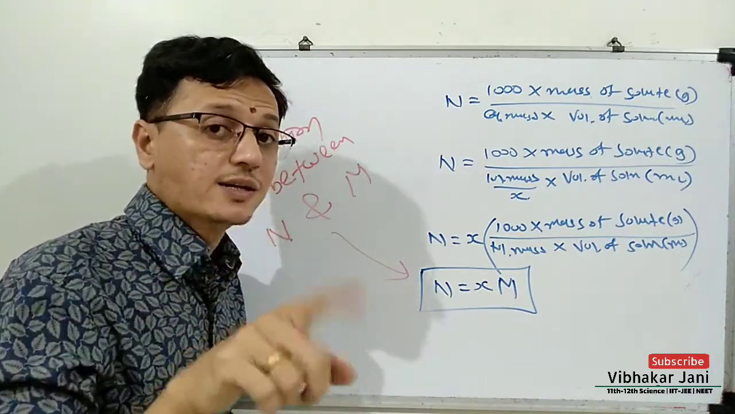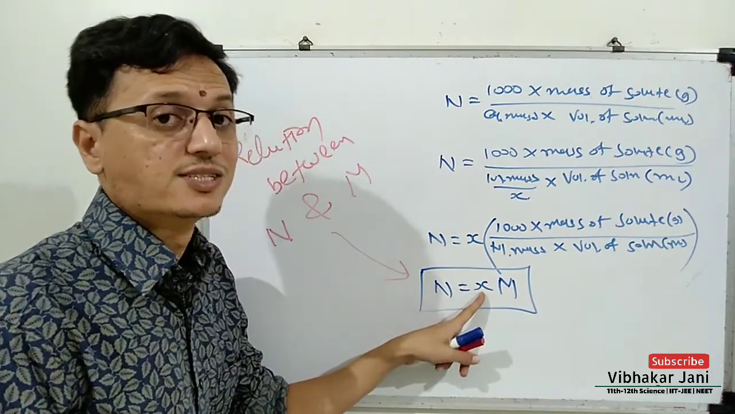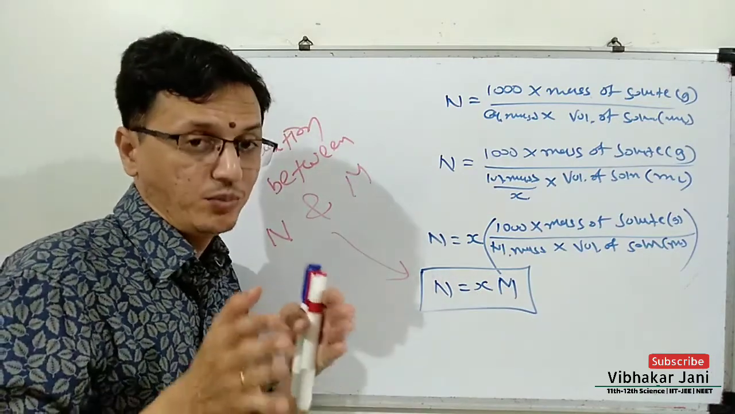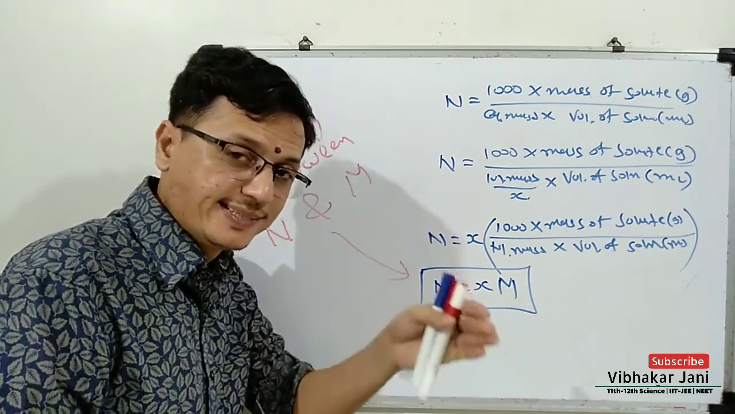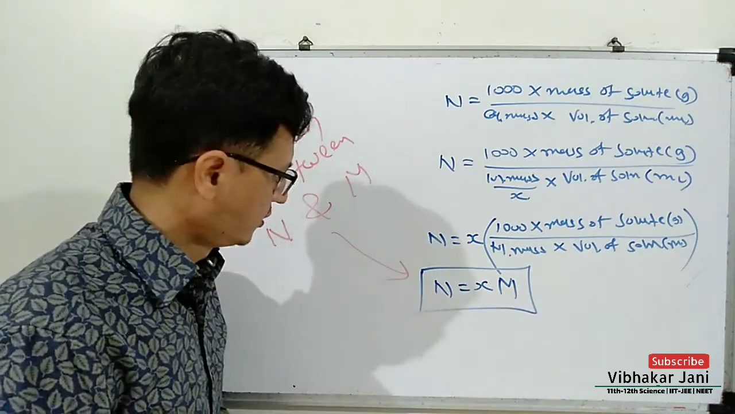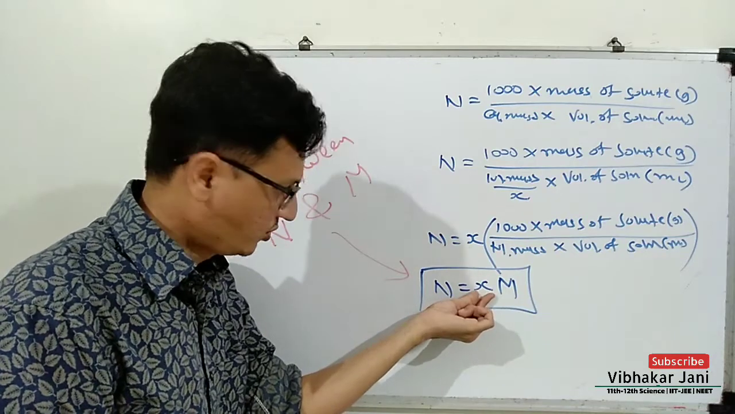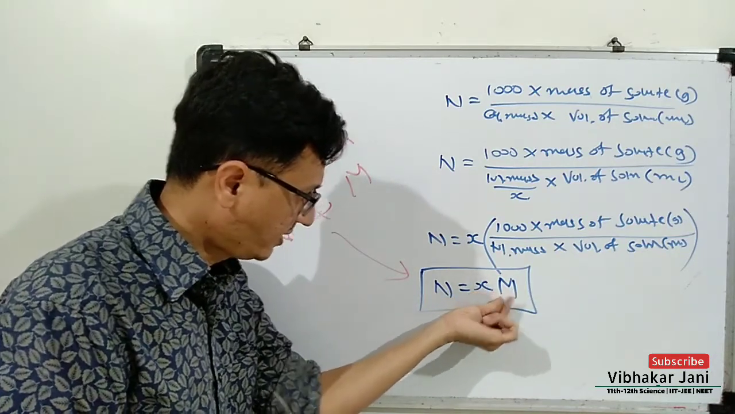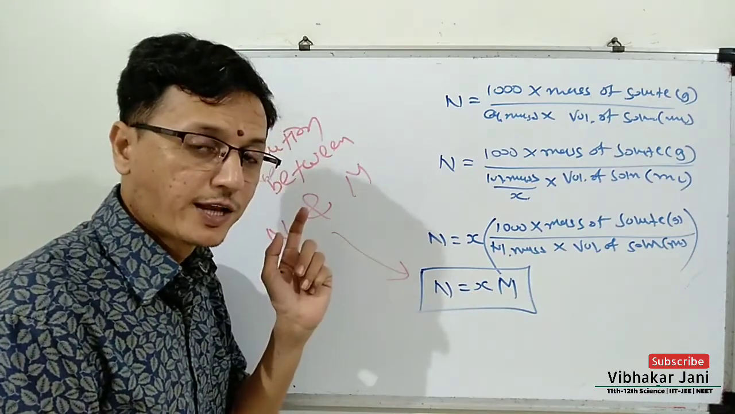Here, what is X? You know very well about this X. X stands for the number of H plus in case of acid, number of OH minus in case of base, and the charge in case of salt and ions. So, if you have the idea of X and you are having the value of molarity, then you can predict the value of normality or vice versa.